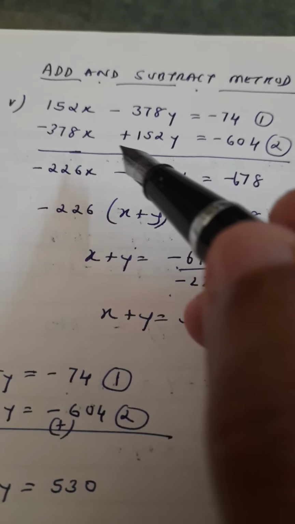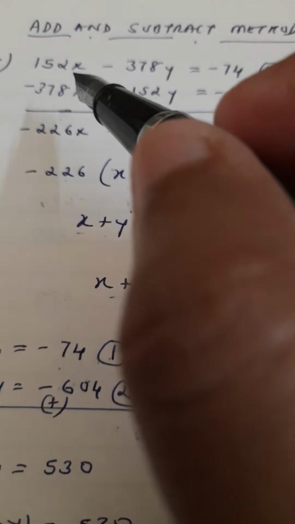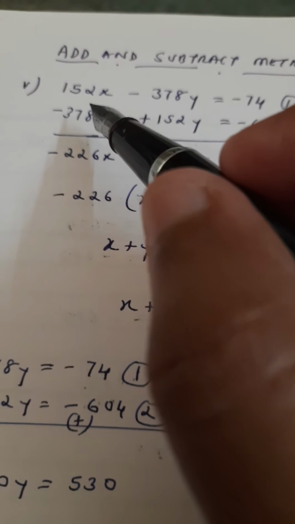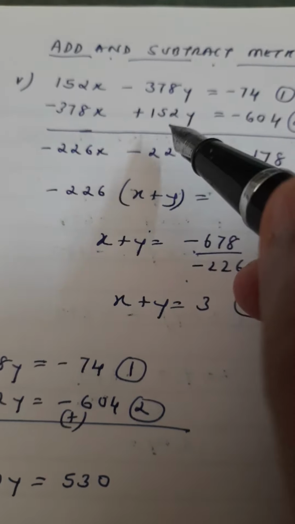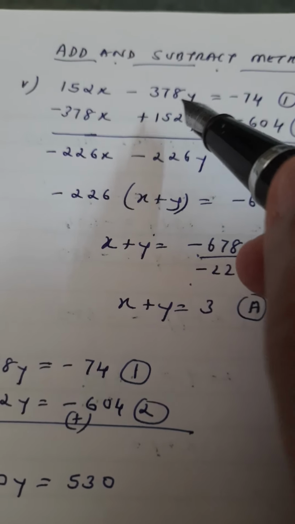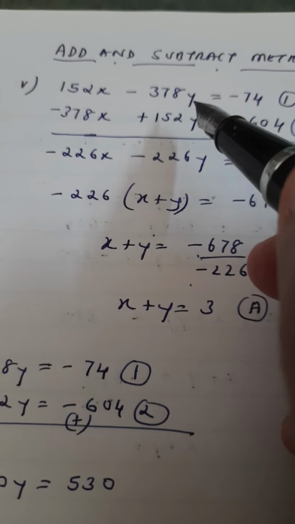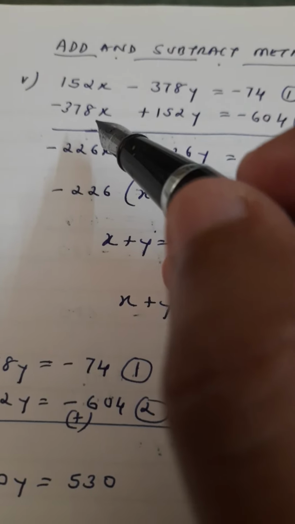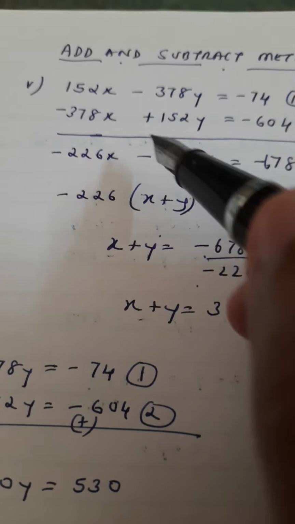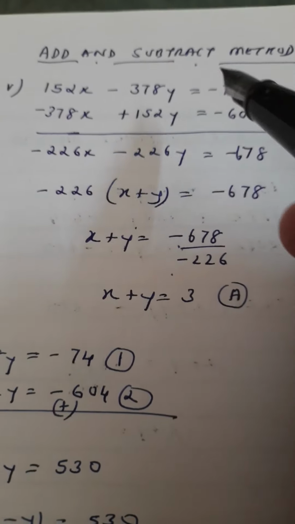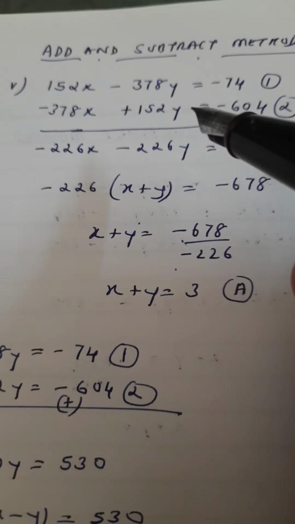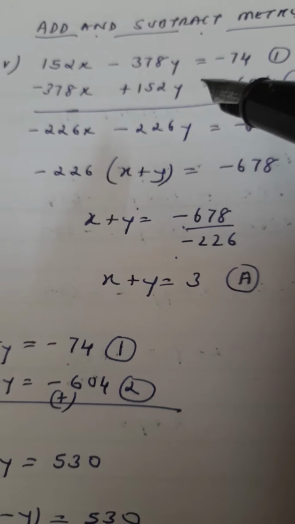So what is important here, or what you observe in this question, is that the coefficient of x is 152 here, and that has become the coefficient of y here. So you see this 152, 152. And here same way, 378 minus 378 is the coefficient of y, that has become the coefficient of x. So whenever you are having a question like this where the coefficients are exchanged, then we use something called the add and subtract method.